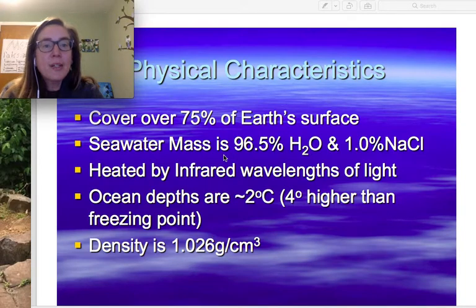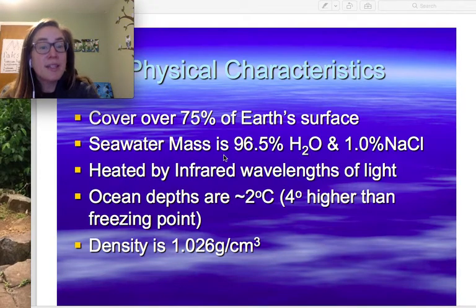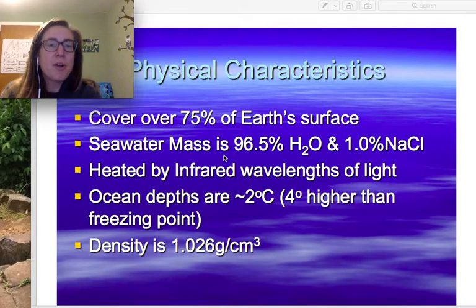The top part of the water is heated by infrared wavelengths of light that come from our sun. The ocean depths are usually very consistent, right around 2 degrees Celsius. It doesn't change if you go from the Arctic to the tropics. It's all about the same. And the fortunate part is that it's liquid water, about 4 degrees warmer than the freezing point that salt water has. Again, it has a different freezing point than fresh water would.